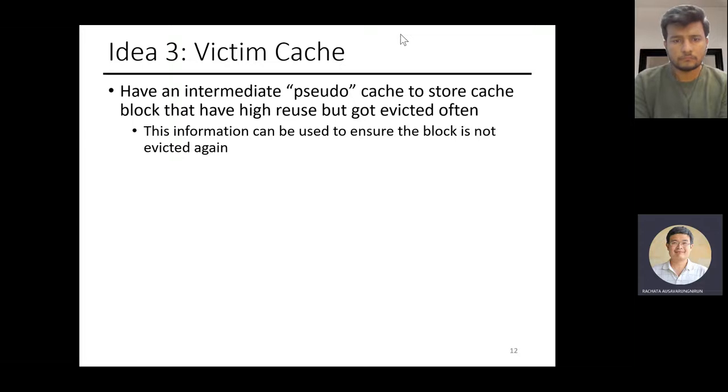So one thing you can do is, when you are about to do an eviction, you check the victim cache. Is the cache tag there? If the tag is there, you don't evict the cache block, because it suggests that this cache block just got another access. So you don't want to evict it.